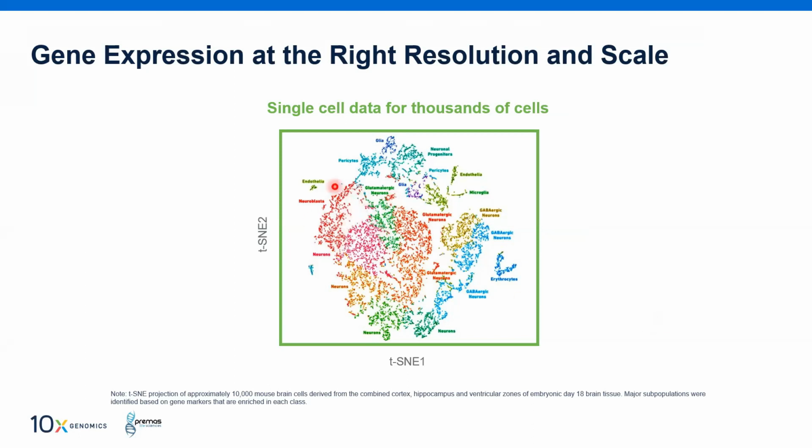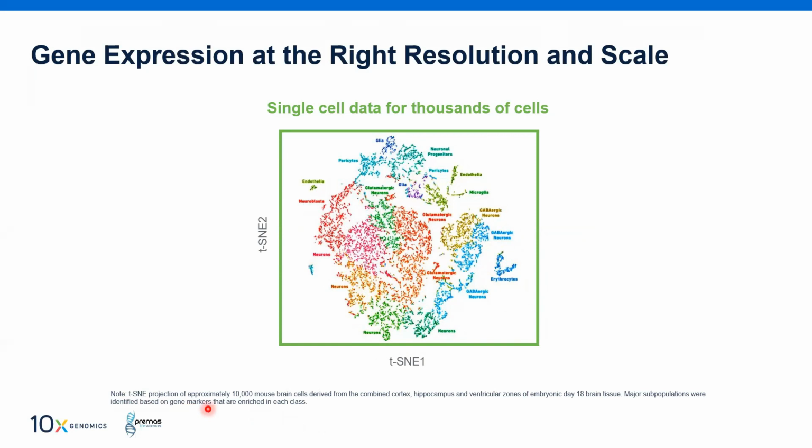So each dot is a cell, and based on their gene expression pattern, those that are closer will be clustered together on this t-SNE plot. And ultimately, you can see erythrocytes are there, some neurons are there, and all the neurons have different clusters. That means they do different functions and they have differences in their gene expression pattern.